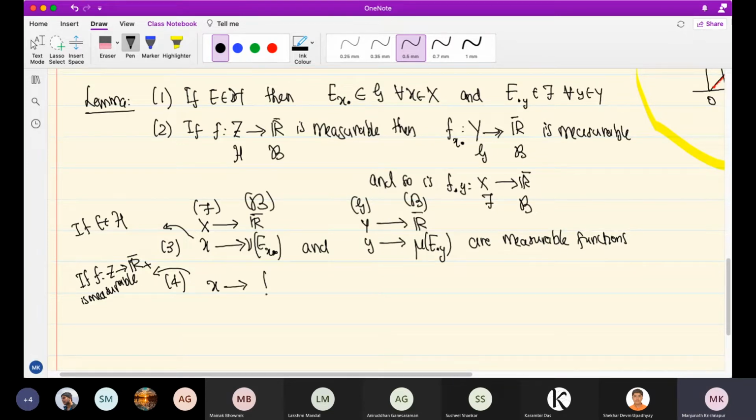Then x going to the integral of f. So we saw that f_x is a measurable function on Y, so I can certainly integrate with respect to nu over Y. Similarly, this is a mapping from X to R bar, and this is a mapping from Y to R bar, which is y mapping to the integral of f^y, a measurable function, so I can integrate it with respect to mu over X. So these are measurable functions.